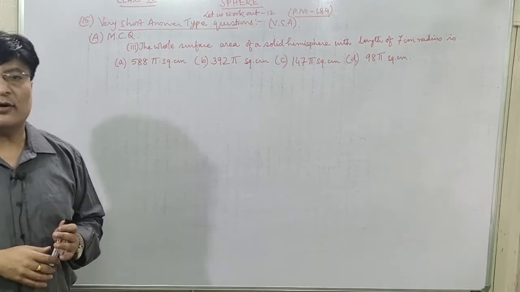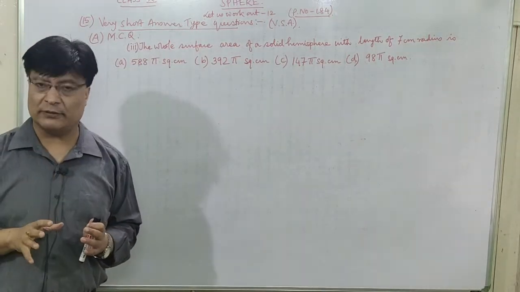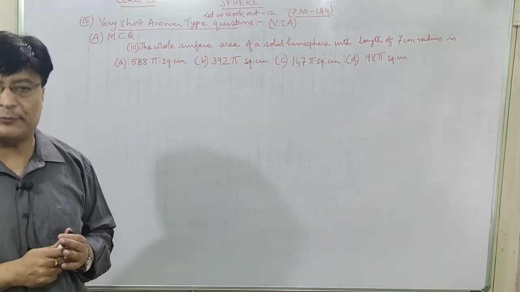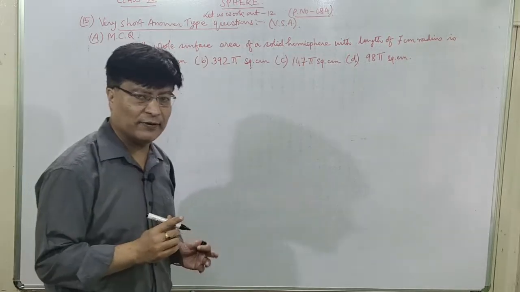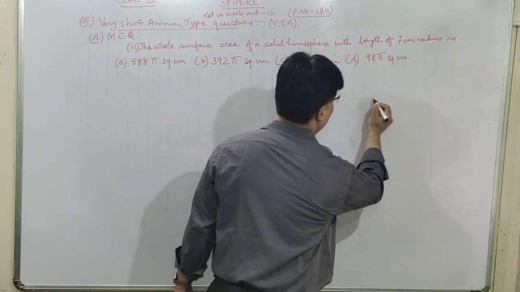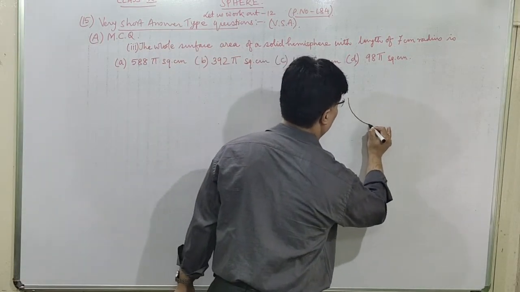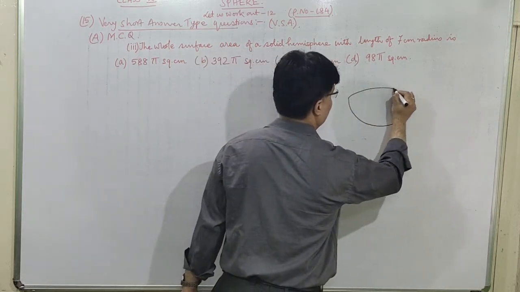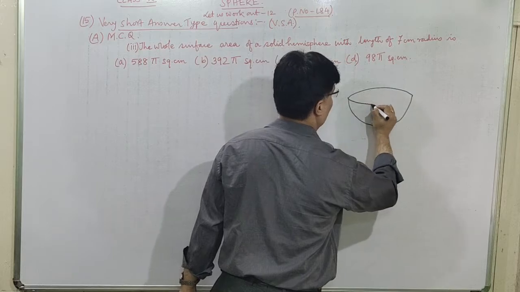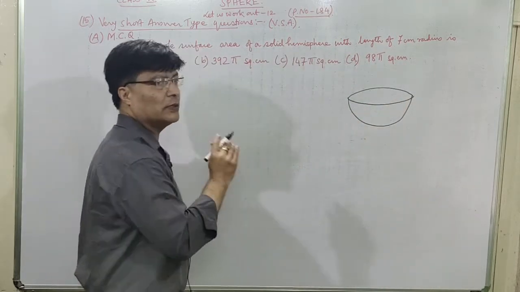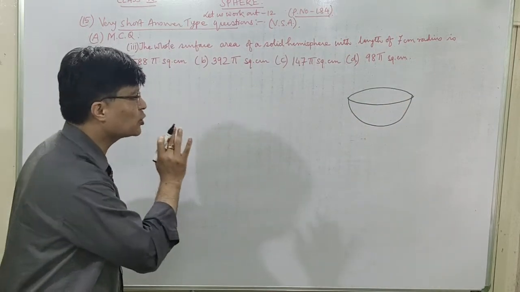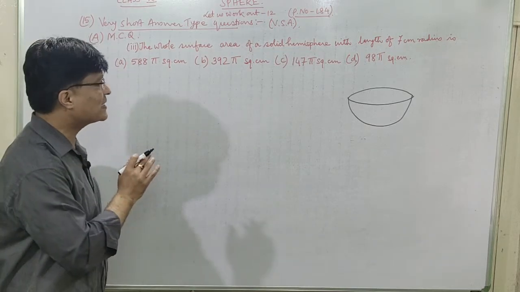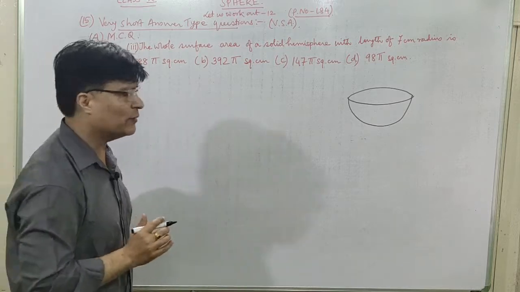Now in this case, a solid hemisphere is given. What do you mean by hemisphere? It is exactly half of the sphere, and this is the solid hemisphere. So its figure will be like this. This is the solid hemisphere. It is just like a bowl, right? It is just like a bowl. So this is the solid hemisphere. Is that clear?